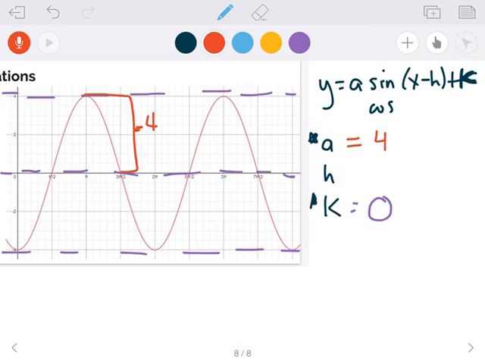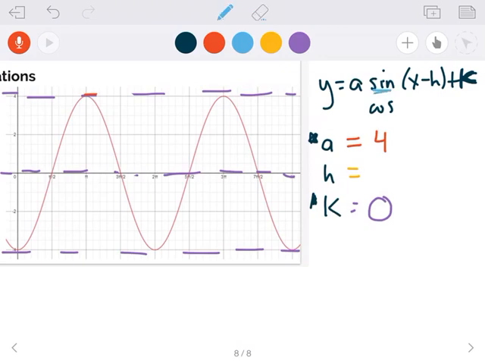Now the h value gets a little bit trickier because that's totally dependent on what graph we want to write an equation for, sine or cosine, and what we want to determine as our starting point of the graph. So I'm going to take this off of here just so it doesn't get confusing. Let's talk first about sine graphs.